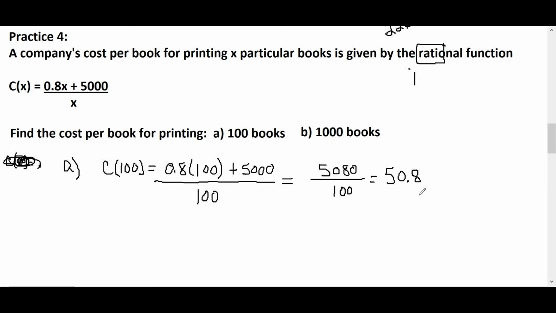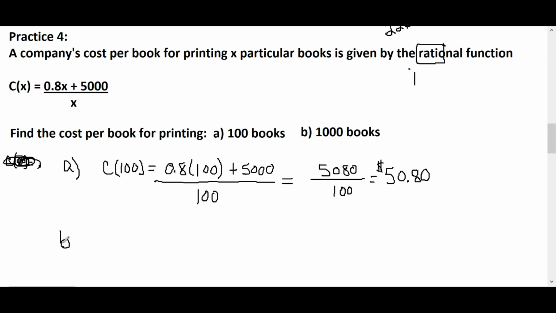All right, so the cost of 100 books is $50.80. I should put it like this with my dollar sign. And that would be for each book.